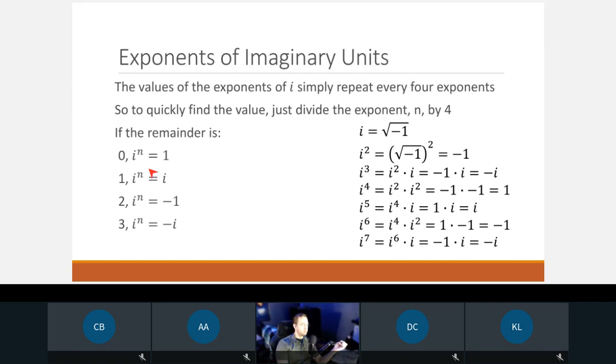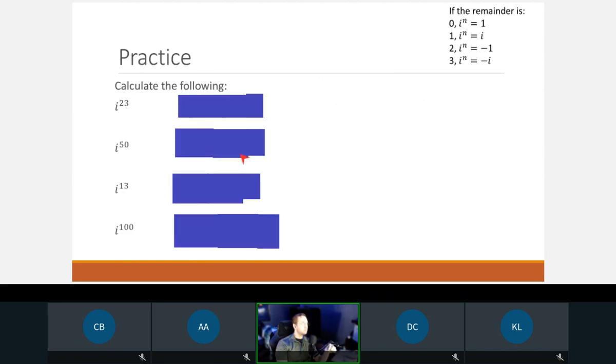77 divided by 4 is 13, remainder 1. So that means i to the 77th power would be i, like a lot of you said, and so forth. So again, divide by 4, get your remainder: 0, 1, 2, or 3. Those are the 4 choices, and that's what the answer would be. So let's try some. Everyone do i to the 23rd power.